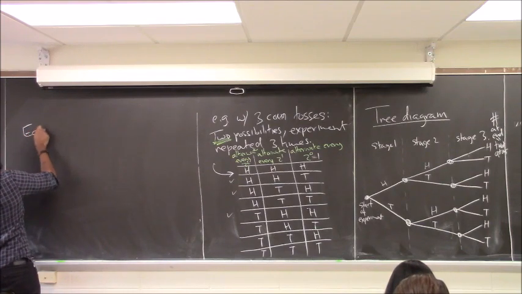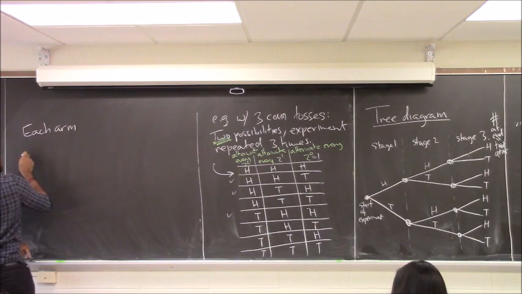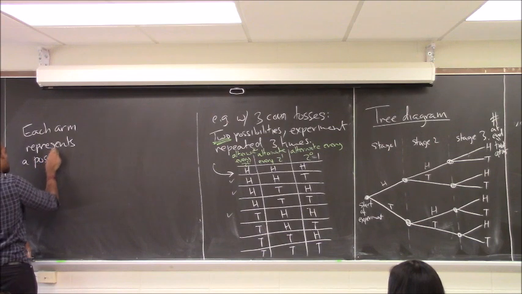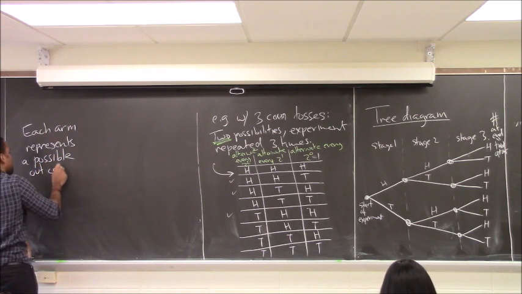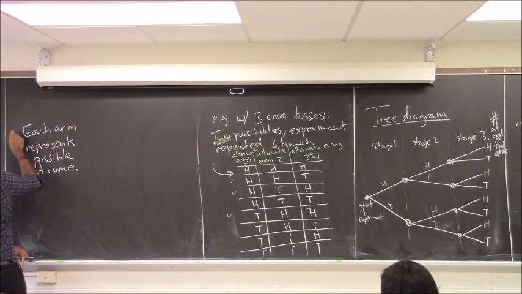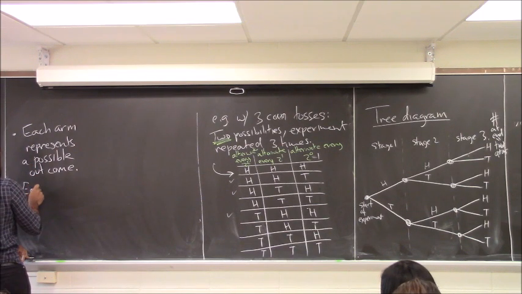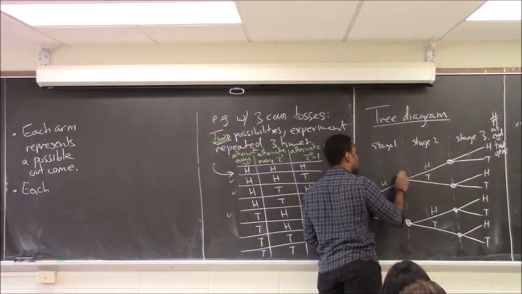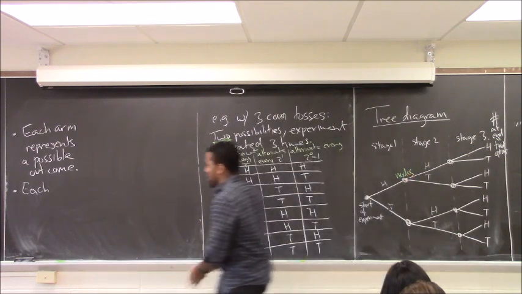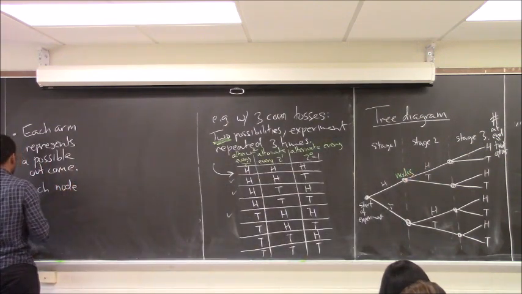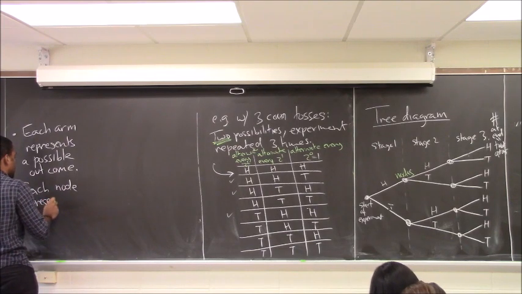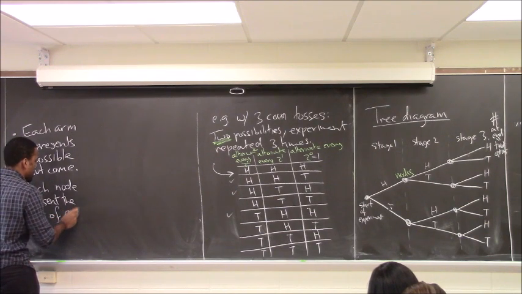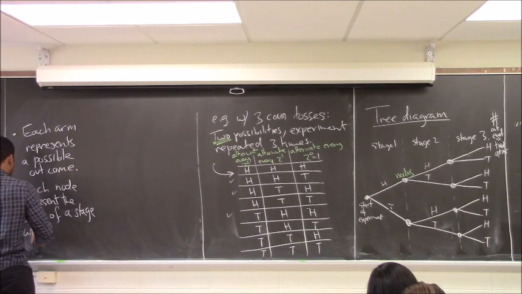Anyway, here each arm represents a possible outcome. And technically what we call these things are nodes, a common phrase from networking. Each node represents the start of a stage within an outcome.